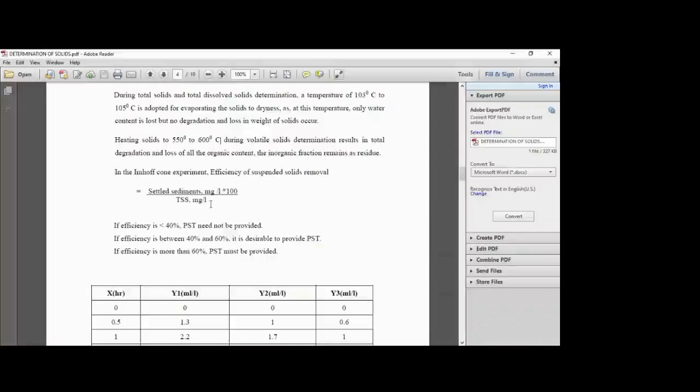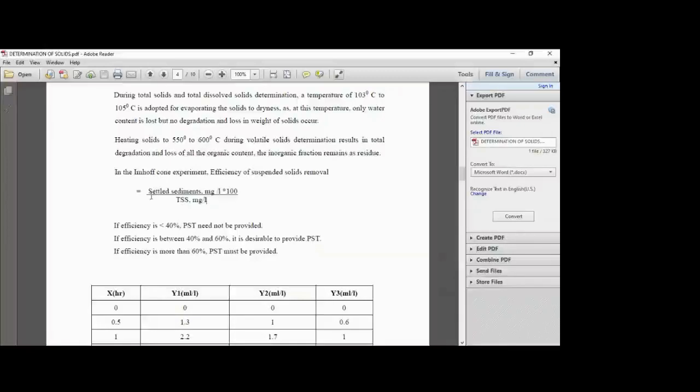Now this is a very small experiment that can be done to decide whether the PST is required or not, and if required, what the detention time should be, right? In the Imhoff cone experiment, the efficiency of suspended solids removal can be found out with this formula: the settled sediment in mg per liter, that is the settleable solids in mg per liter, into 100, divided by the total suspended solids. So it is the settleable suspended solids upon total suspended solids into 100. That will be nothing but the percentage that you will get, right?